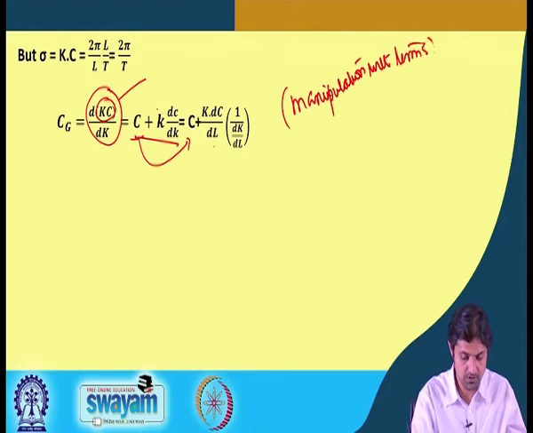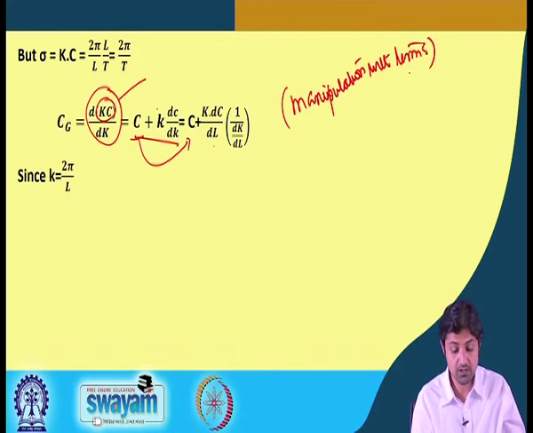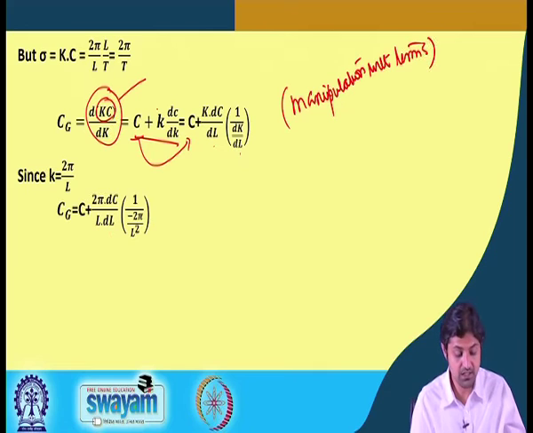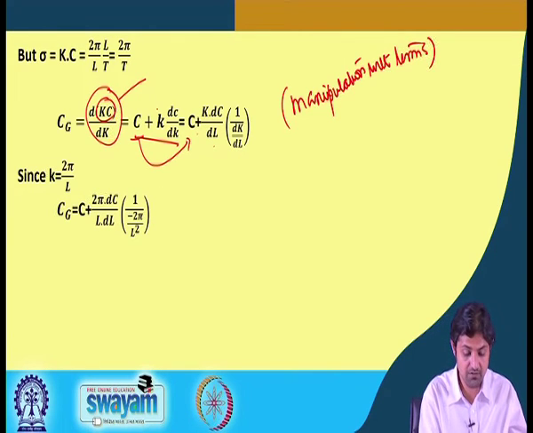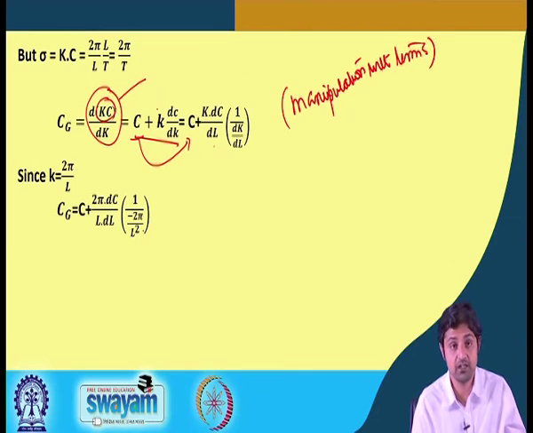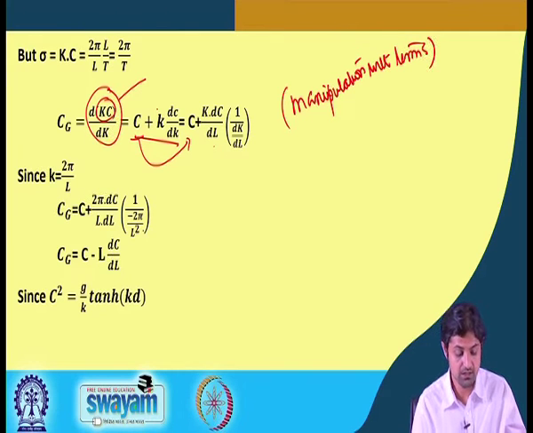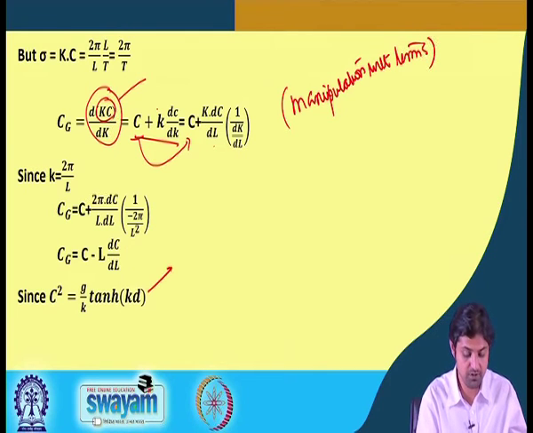Since k is equal to 2 pi by L, Cg will be c plus 2 pi by L times dc by dL into 1 divided by minus 2 pi by L square, or Cg is equal to c minus L dc by dL, since c square is equal to g by k tanh kd from the dispersion relationship.